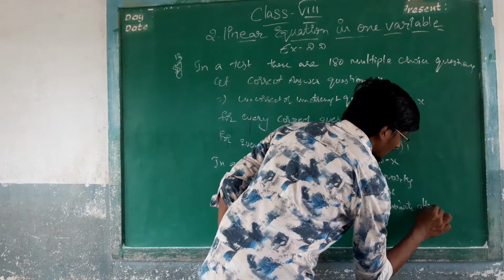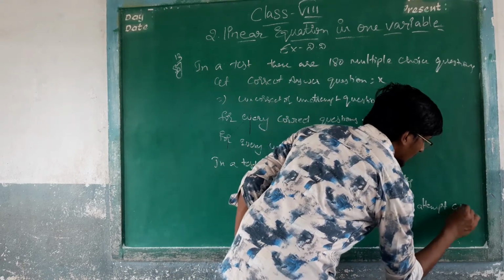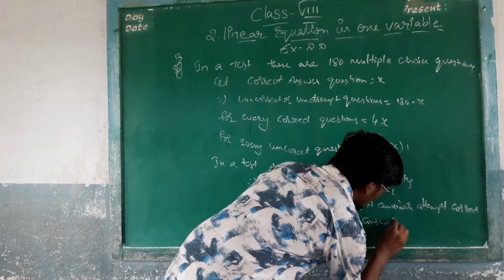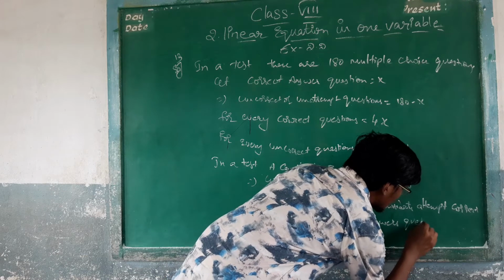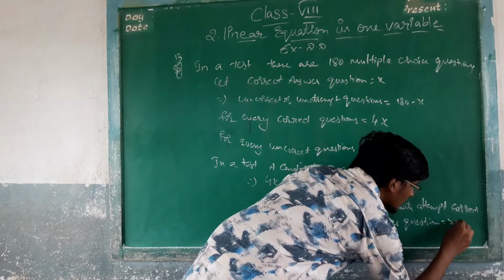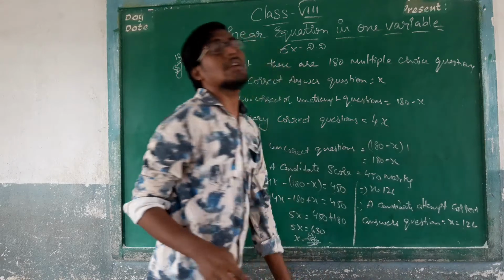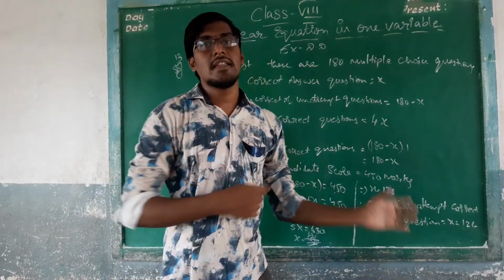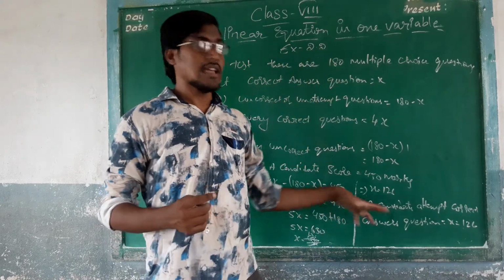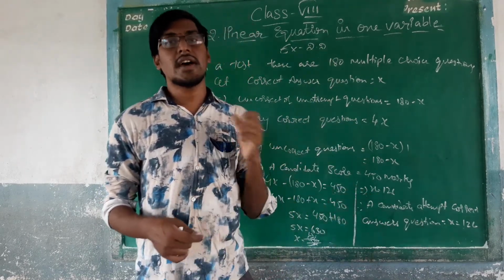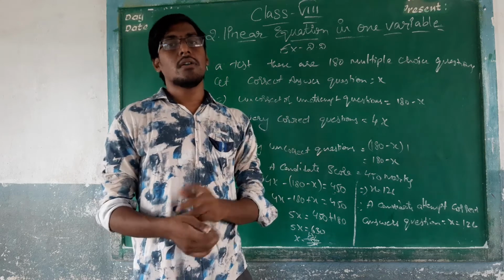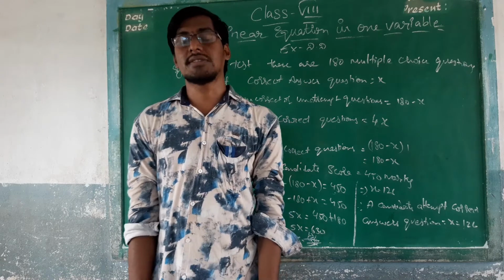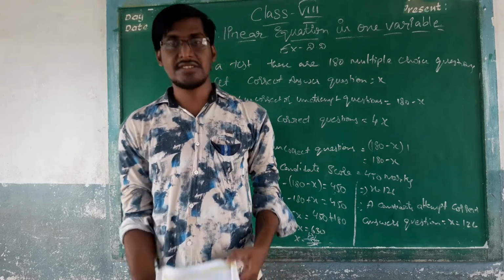Therefore, the candidate attempted correct answers questions: x equal to 126. Therefore, he had attempted 126 correct questions. Okay. In a test out of 180, he had attempted 126 correct questions. So then he got 450 marks. Okay. So next one.